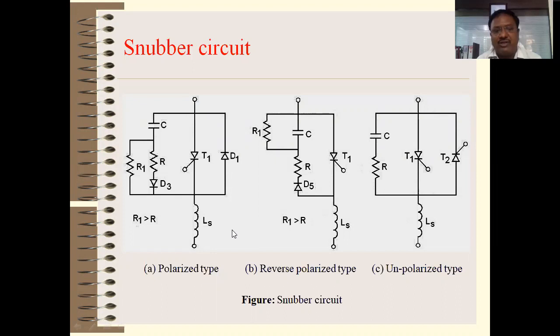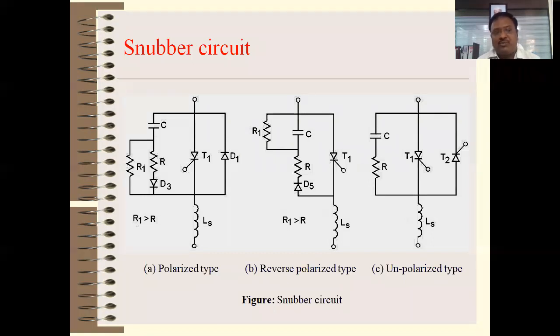Similarly, there are reverse polarized and unpolarized types. These are the three different configurations. If the diode is not connected, that is, if you are not using an inductive load, then you can use the unpolarized or reverse polarized type, in which the diode is not connected across the thyristor.